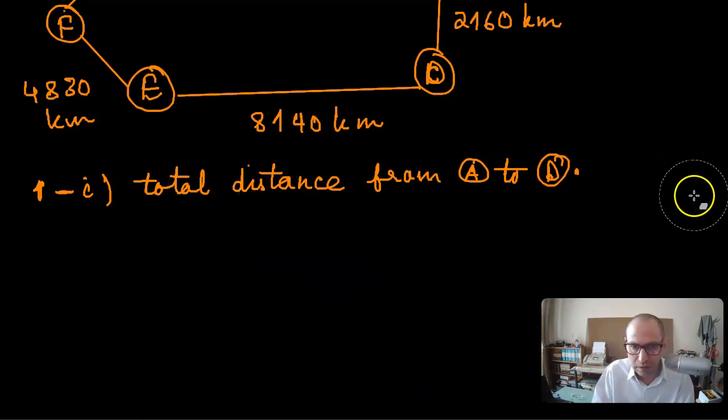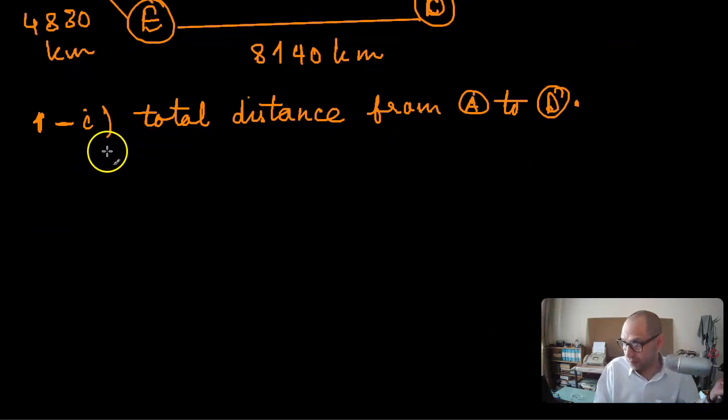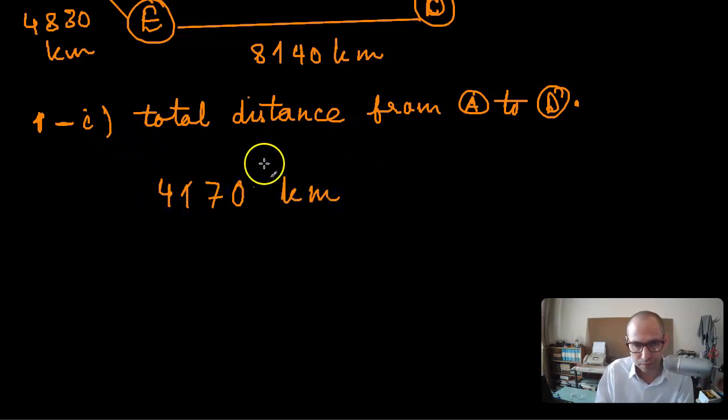But assuming that you understand the logic that I'm using, which is essentially that the distance from A to D would be the distance covered from A to B plus the distance covered from B to C plus the distance covered from C to D, right? So in this case, the distance from A to B, as I have specified over here, is essentially 4,170 kilometers. And the unit is kilometers, the unit is important.